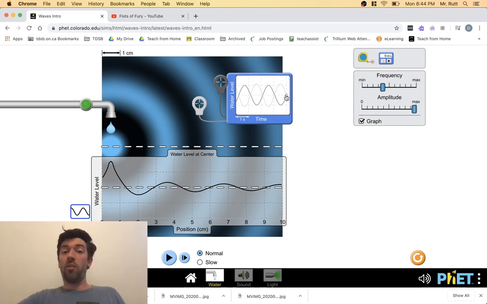It goes up and down. It goes above its normal and it goes below its normal, but sometimes it's right at its normal, and that's a node. All right. And I think that's about it for water waves. Oh, there's one more thing.